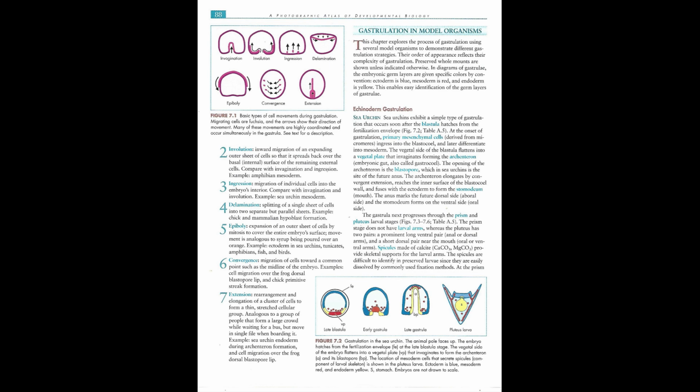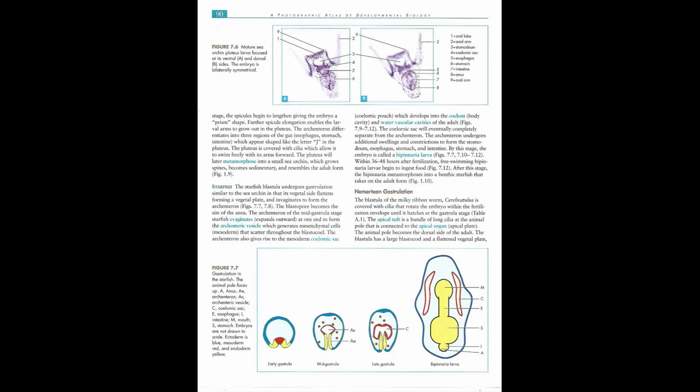The prism stage does not have larval arms, whereas the pluteus has two pairs: a prominent long ventral pair, anal or dorsal arms, and a short dorsal pair near the mouth, oral or ventral arms. Spicules made of calcite, CaCO3, MgCO3, provide skeletal support for the larval arms. The spicules are difficult to identify in preserved larvae since they are easily dissolved by commonly used fixation methods. At the prism stage, the spicules begin to lengthen, giving the embryo a prism shape.